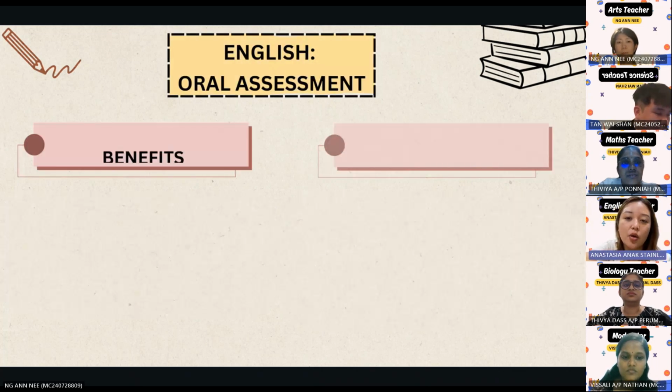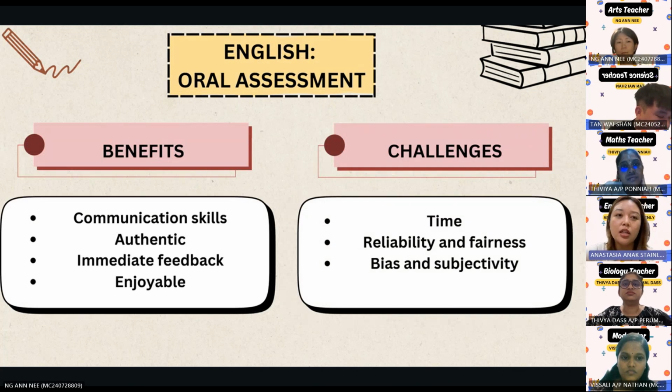Okay, so next, for the benefits, it will give them good communication skills, where they will be braver and more confident, and it's also an authentic way. We can hear their opinions and how they think about one situation or case study, and the students will give immediate feedback without searching in Google. It's so enjoyable. They are not too formal, they can hear each other and change their opinions among themselves. It was so enjoyable for my students last time.